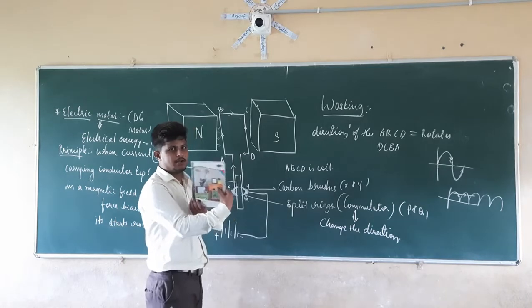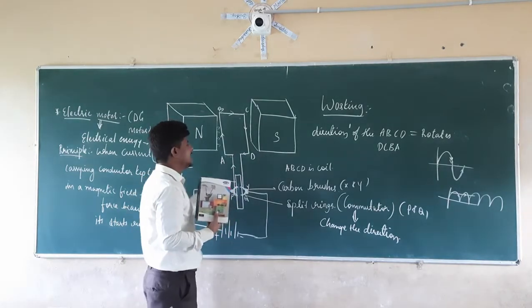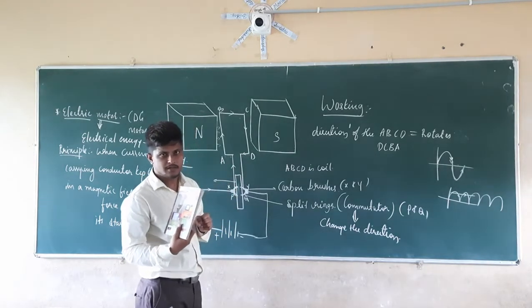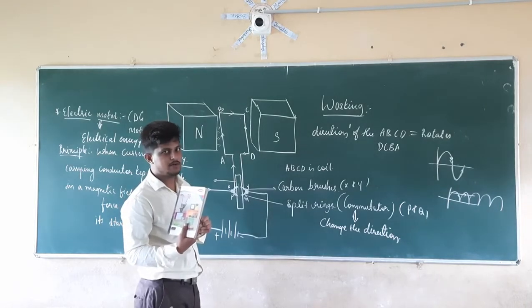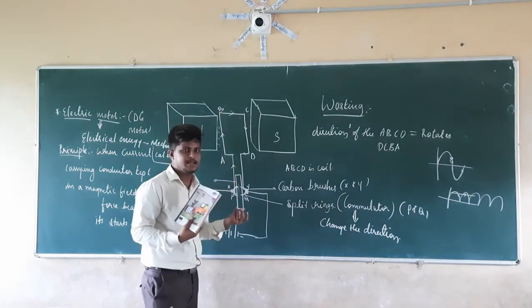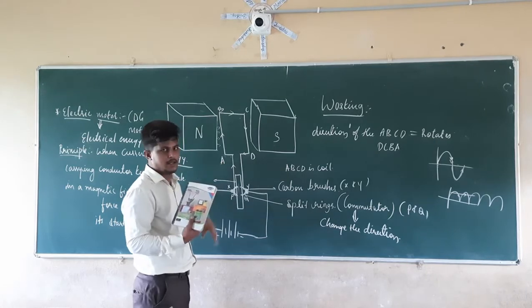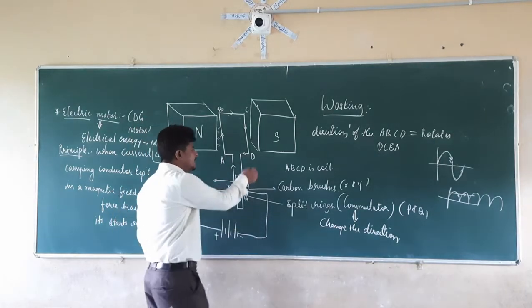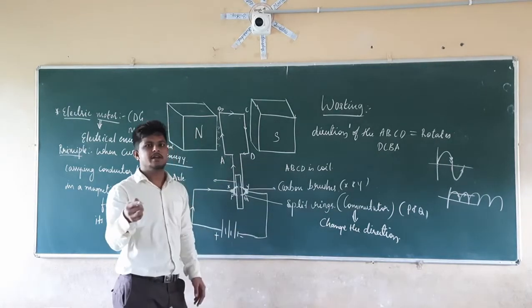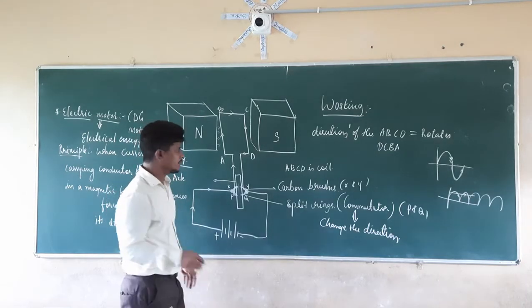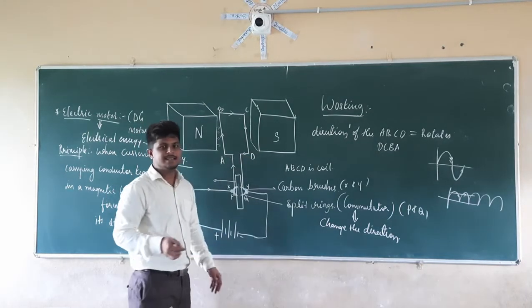But see here, initially D is connected to the negative terminal, whereas A is connected to the positive terminal. When they rotate here, D comes to the position of A. At that time, D, which is connected to the negative terminal, is going to connect to the positive terminal now.